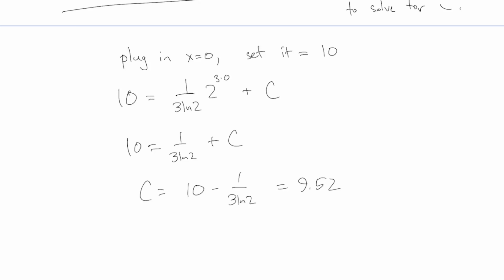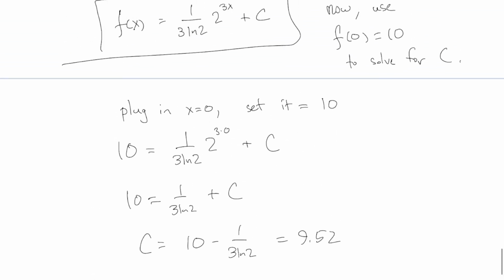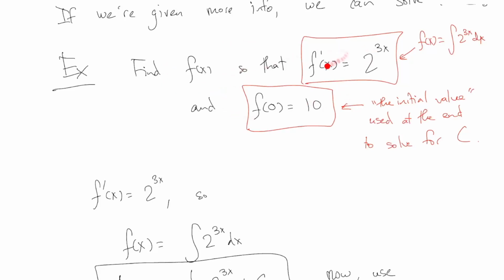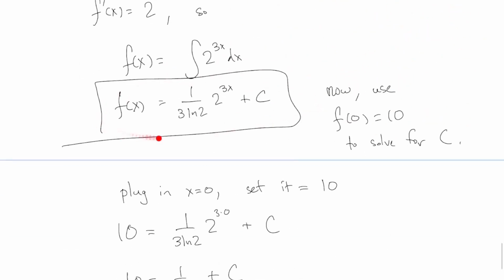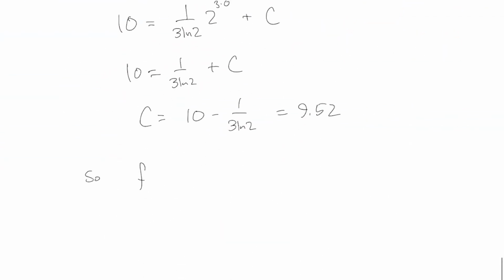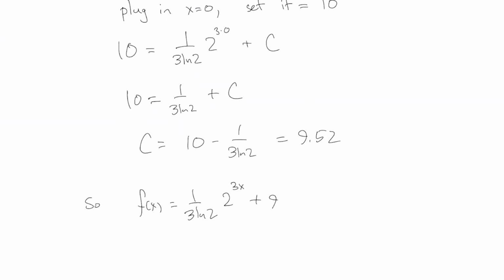All right? Now we're done with all the work here, but just to say the answer. The final answer, remember what the question was: find f of x that has this property. F of x is here. This is how I wrote it with the c, but now I know what the value of c is. So I'm going to write that same formula again: 1 over 3 ln 2, 2 to the 3x. I'm just copying here, but instead of plus c, I know what the c is. It's 9.52. This is my answer.